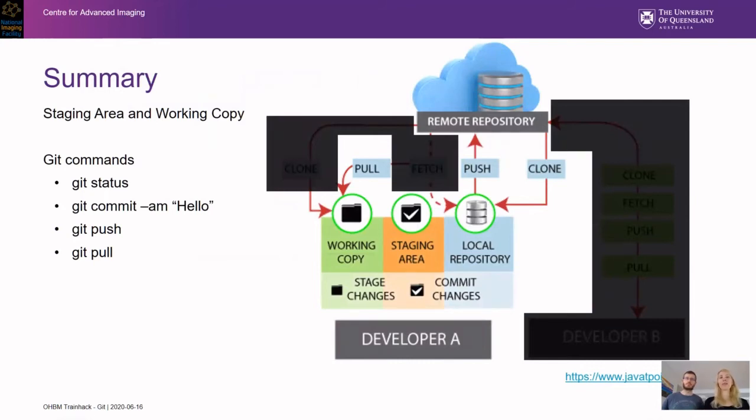And now we can go back to our summary. So we have now learned about the staging area and working copy. We learned about git status, which is a really useful command, which you should use as often as you can. We learned how to commit a change and how to push and pull our changes and interact with the remote repository.